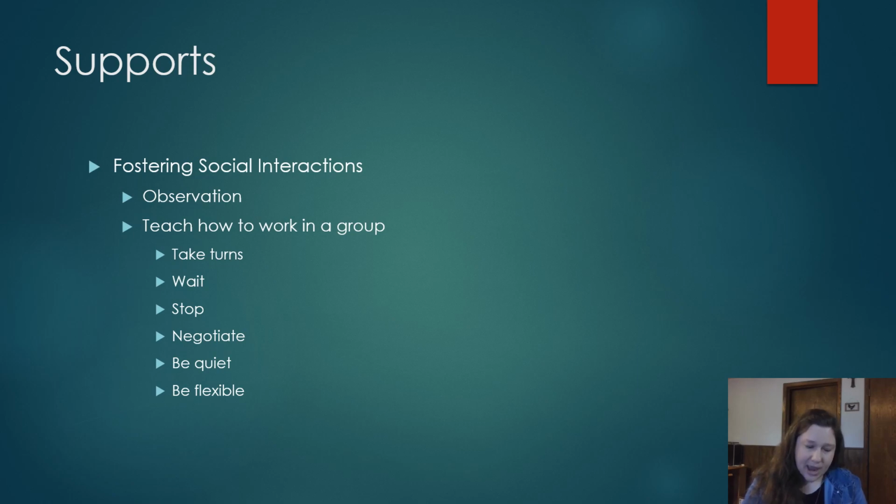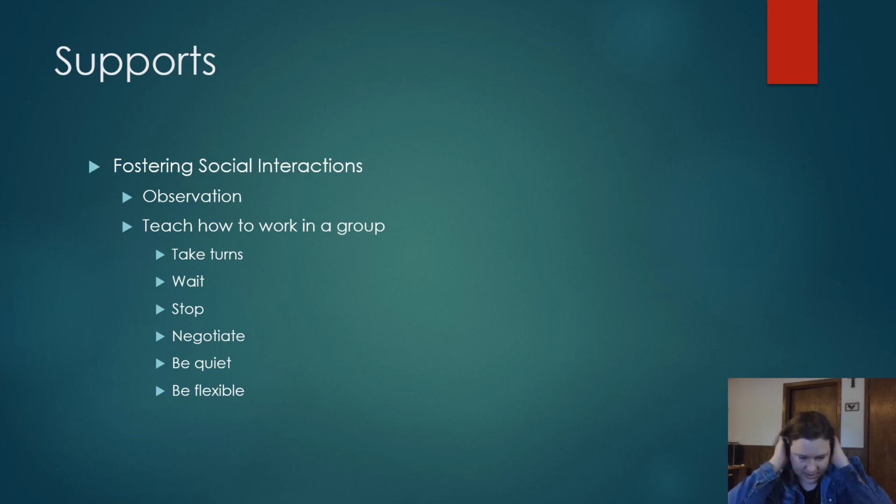So if we see behaviors that are occurring that need to be corrected, we correct those. If we can see that someone's trying to have a conversation and maybe struggling and getting frustrated, well, then we can step in and help with that conversation. But observation is key. And some of those social skills that we need to help our autistic students learn how to do, I have up on this slide. So that would be things like taking turns, learning how to wait, learning how to be patient, learning how to stop once they've started a task, learning how to negotiate, having that back and forth, learning how to be quiet when they're supposed to be quiet, and learning how to be flexible.